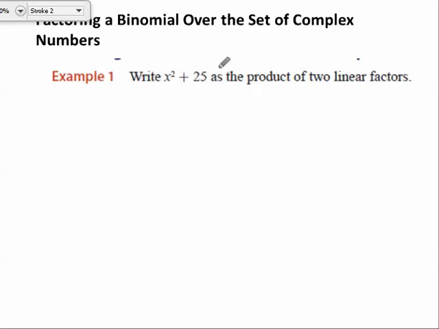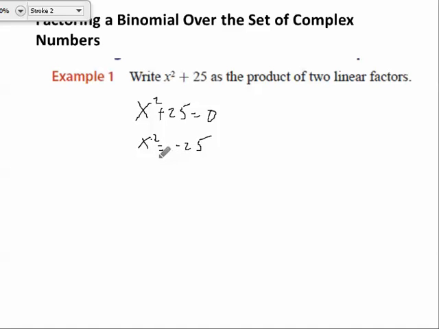For example, look at this one, x squared plus 25, and they want you to factor it. Well, we say x squared plus 25 equals 0, so we get x squared equals negative 25. And we've always said you can't do that. You can't square something and get a negative number. But this is the very thing that caused mathematicians to go crazy. We know there should be 2 factors here, but we can't get them because they're negative.